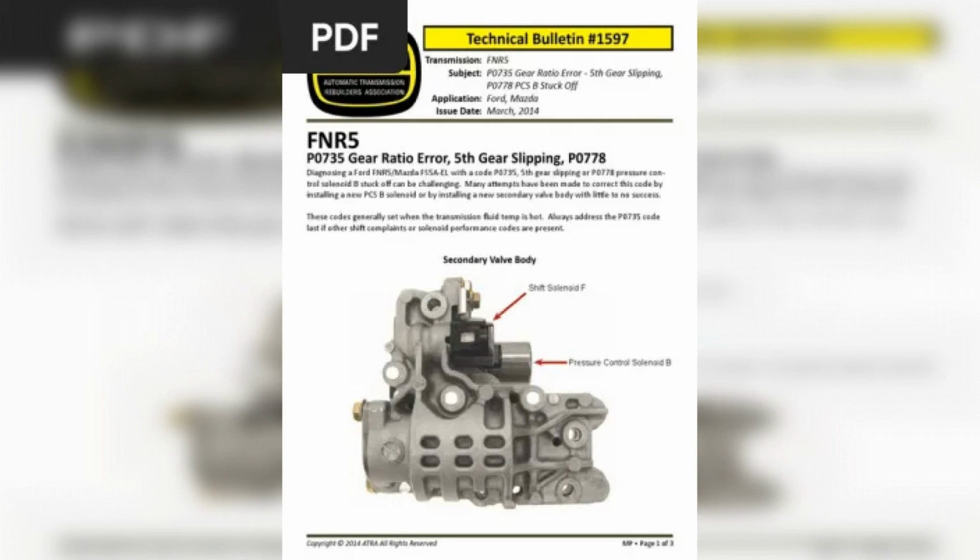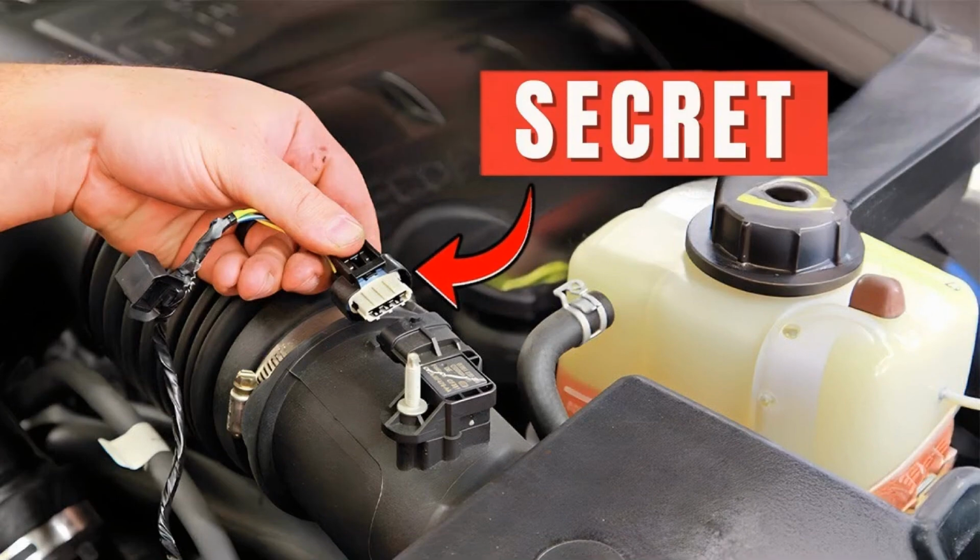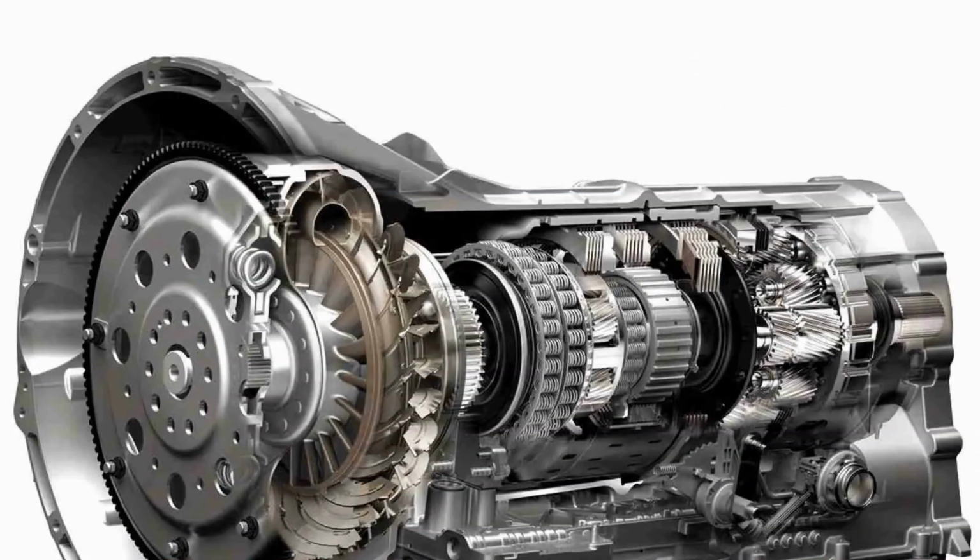In conclusion, understanding fault code P0735 is essential for diagnosing transmission issues related to incorrect gear ratio. By recognizing the symptoms and following the troubleshooting steps outlined, you can effectively address this error. Remember to check your vehicle's manual for specific guidance and consider using an OBD2 scanner for accurate diagnosis. If the problem persists after clearing the code, seeking professional assistance may be necessary. Taking these steps will help ensure your vehicle operates smoothly and efficiently.